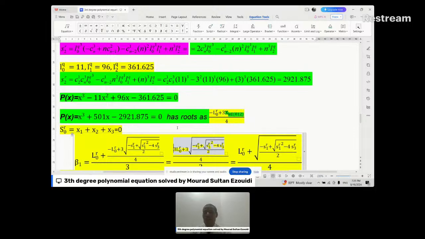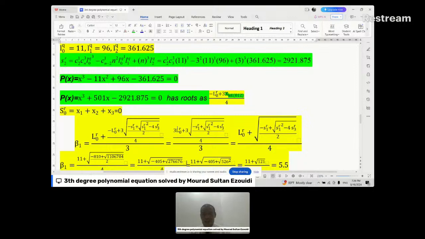We said that we obtain a new third degree polynomial equation that has three x roots, called x1, x2, and x3. If you take the sum, you will get 0. Therefore, learners, now I'm going to write the formula. Beta sub 1, the root of my original polynomial equation, has to be equal to L0 for the R plus a fraction: negative L0 for the R plus 3 times the root of negative S1 for the R plus the root of S1 squared minus 4 S3, all divided by 2.